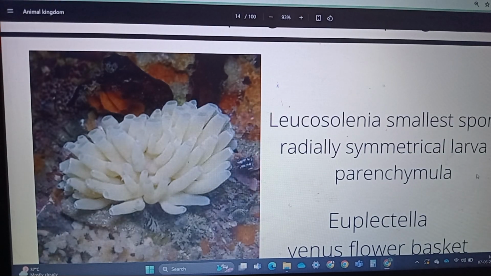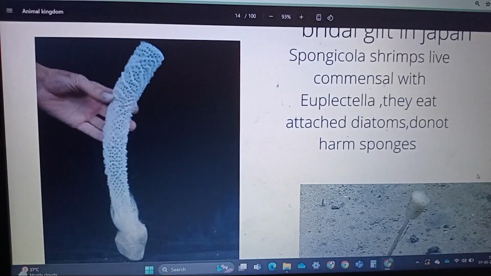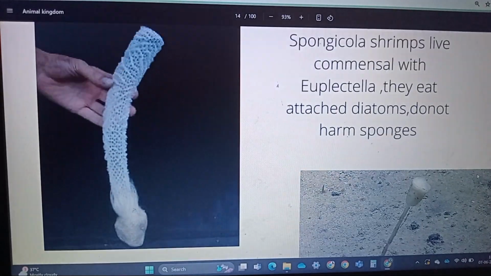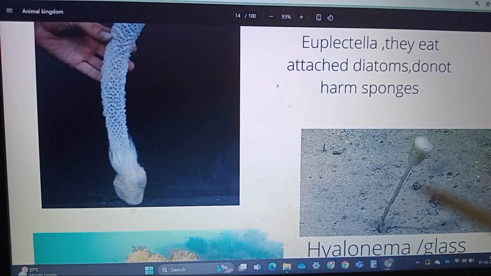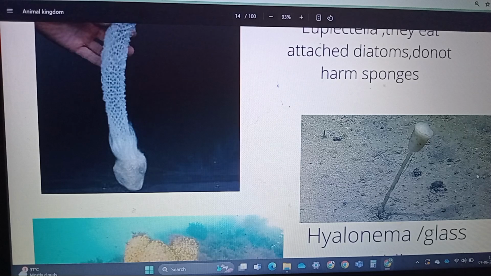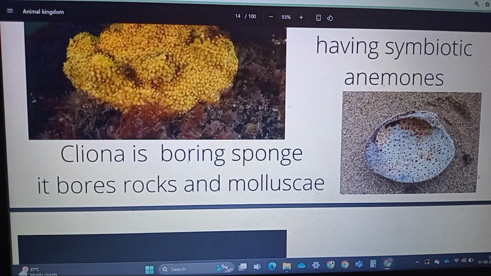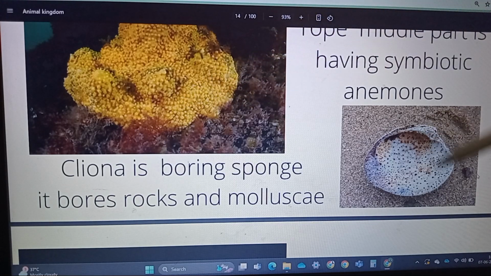The other examples are Leucosolenia, Euplectella, which is called the Venus flower basket, bridal gift, and Hyalonema. The Hyalonema is called the glass sponge, glass rope sponge. This is Cliona. The Cliona makes multiple bores into the mollusk shells and the rocks, and so it is called the boring sponge.